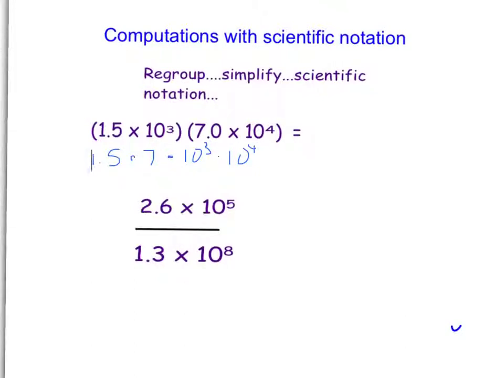So 1.5 times 7 is 10.5 times 10 to the, and remember, if we're multiplying powers with the same base, we add the exponents. And if you stopped here, this would be wrong because this is not in scientific notation. We have one too many decimal places. So I'm going to move my decimal here.